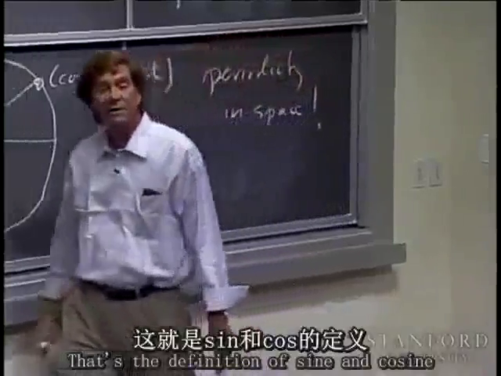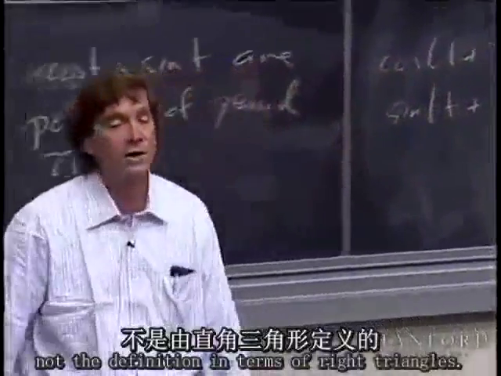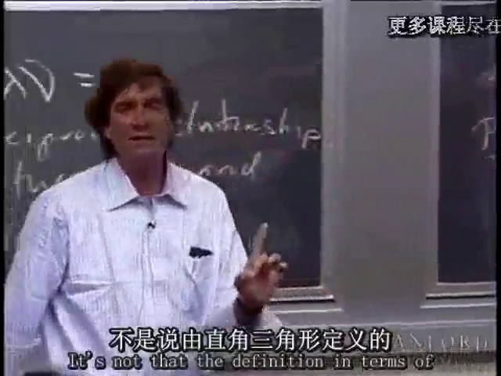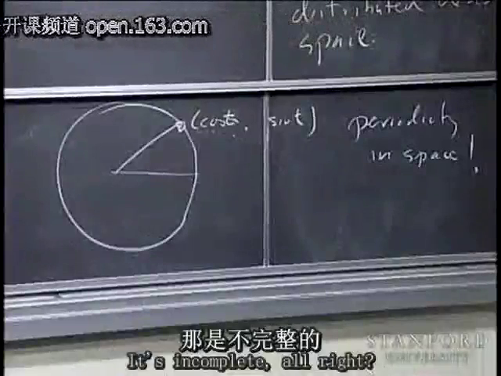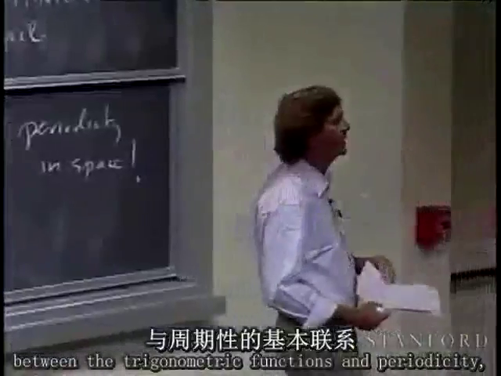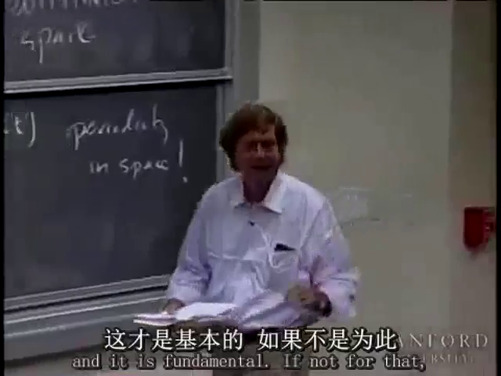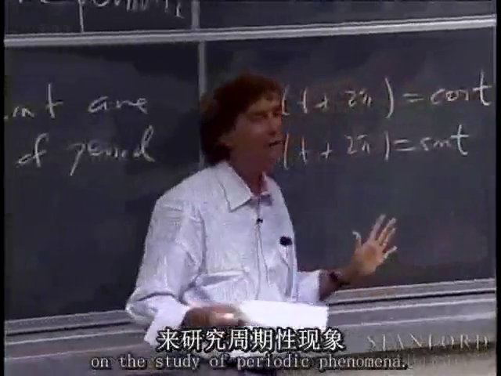That's the definition of sine and cosine that exhibits their periodic phenomena, not the definition in terms of right triangles. It's not that the definition in terms of right triangles is wrong. It just doesn't go far enough. It's incomplete. It doesn't reveal that fundamental link between the trigonometric functions and periodicity. And it is fundamental. If not for that, mathematics could not be brought to bear on the study of periodic phenomena.